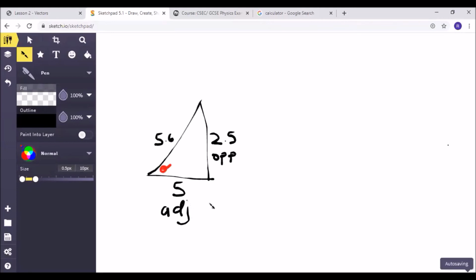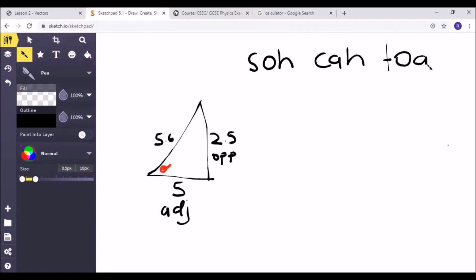So in trigonometry, when we have the opposite side and the adjacent side, we'll have our little mnemonic here: SOH CAH TOA. And if you don't know what this means, it means if we have the opposite side and the hypotenuse, we use sine. If we have the adjacent side and the hypotenuse, we use cosine. And if we have the opposite side and the adjacent side, we use tangent. And so we're using the opposite and the adjacent, so we'll go with tangent.